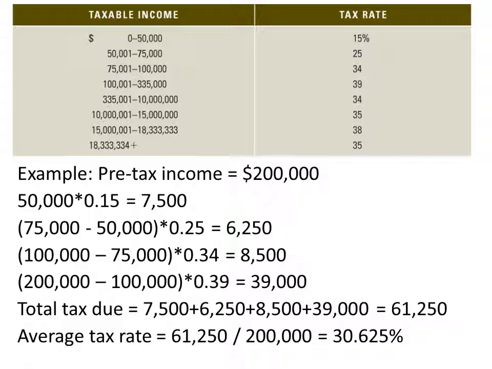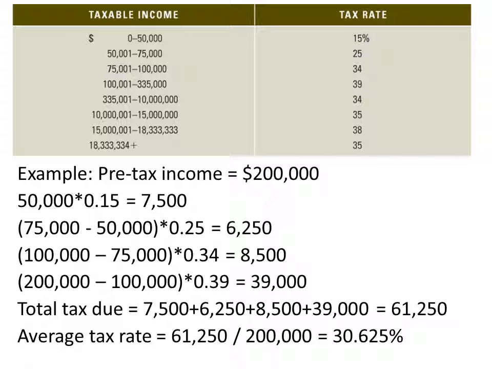Now the next bracket goes from 100,000 to 335,000. Our 200,000 falls somewhere in the middle of that bracket. And so now, instead of using the top of the bracket as our big number to subtract from, we're going to put our pre-tax income of 200,000 in. So 200,000 minus 100,000 multiplied by 0.39, that's the decimal equivalent of 39%, gives us $39,000. Now when we add all these numbers together, 7,500 plus 6,250 plus 8,500 plus 39,000, we arrive at $61,250. This is the total amount of tax that the firm would have to pay.